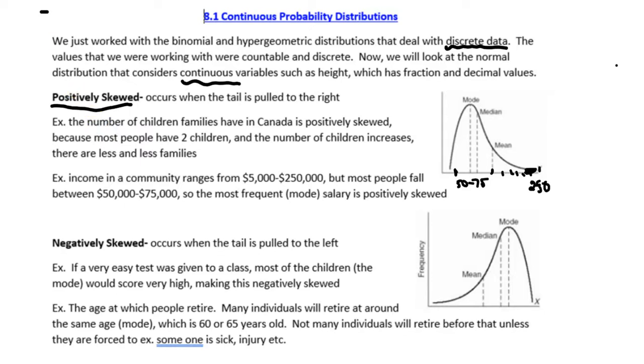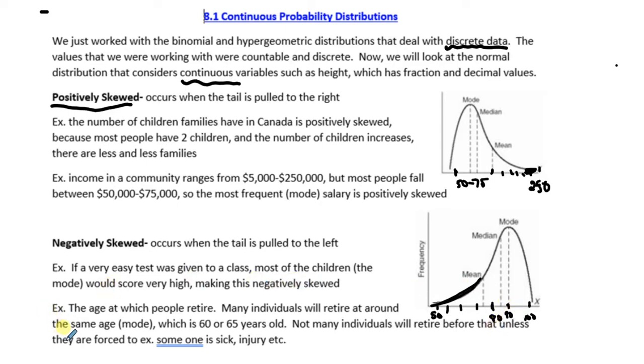Okay, so now negatively skewed. This occurs when the tail is pulled left. So again, the tail being this part right here. An example of this is if a very easy test was given to the class, most children are going to do very well, right? So let's just say a high score would be like 80 to 100 right here. And then because it's an easy test, maybe this would be like 50%. So many of the students will score very high, making the test negatively skewed. Maybe the mode could be like a 90. So the most people in the class get a 90 on it.